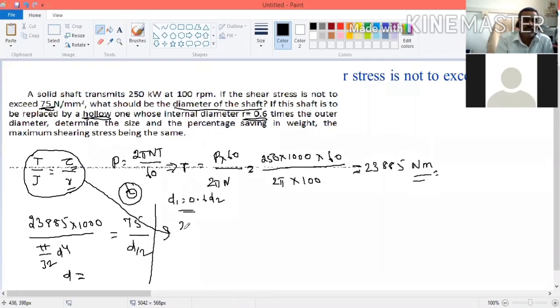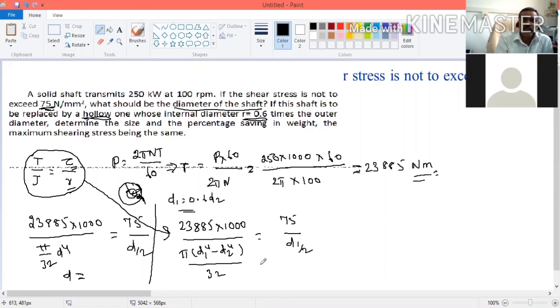So T, the same value, 23885 into 10 power 3, is torque divided by J value. For a hollow shaft, what is the J value? It is pi (d1 power 4 minus d2 power 4) divided by 32. d1 is the outer diameter, d2 is the inner diameter. That is equal to 75, the shear stress, divided by d1 by 2. We are interested in the maximum stress, and maximum stress will occur at the outer diameter. Outer diameter is capital D1.